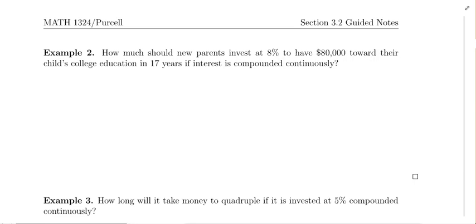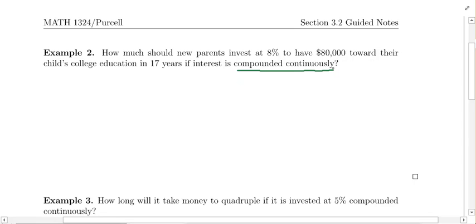Example 2. How much should new parents invest at 8% to have $80,000 towards their child's college education in 17 years if interest is compounded continuously? Okay, so if you saw this on a quiz or an exam, the key phrase here is compounded continuously. As soon as you see that, you know you're going to have to use the PERT formula. So what's going on here?